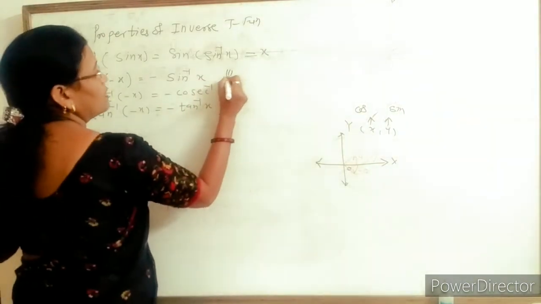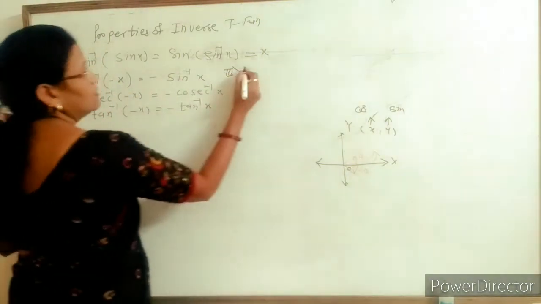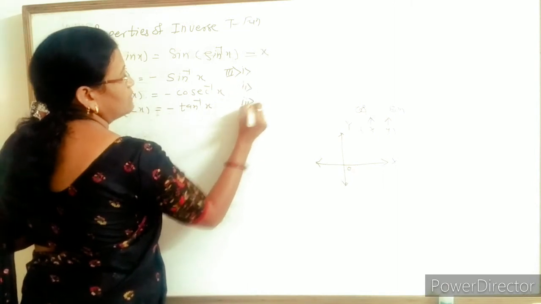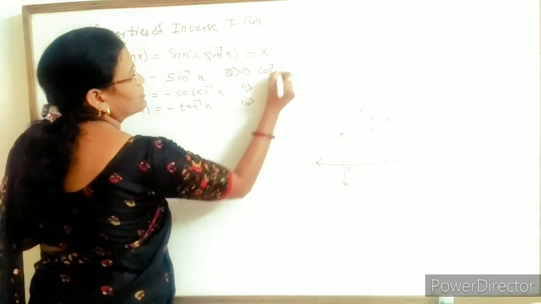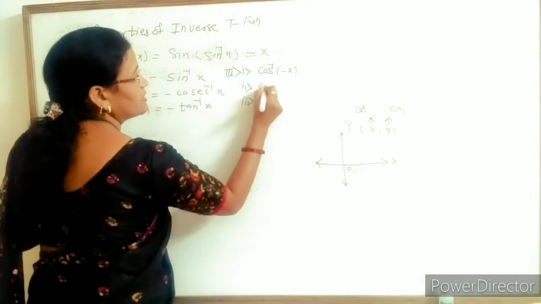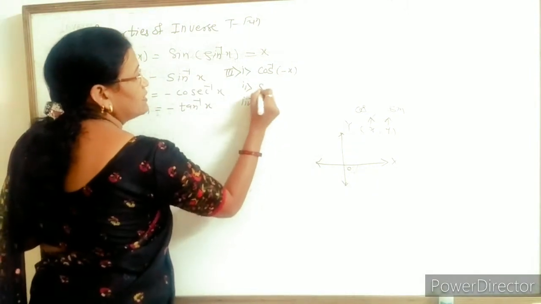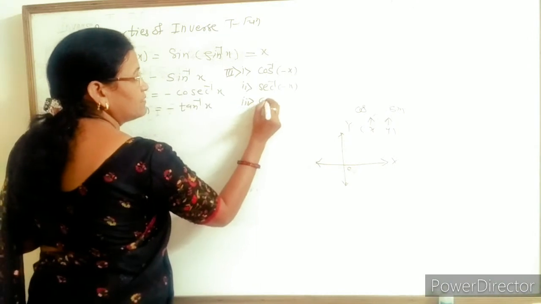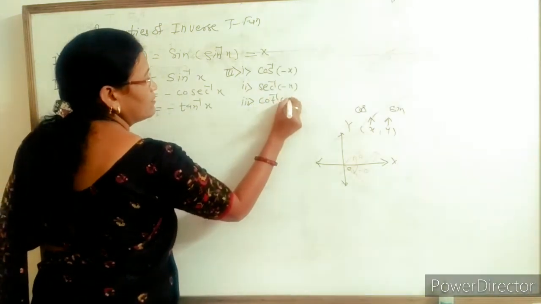Here, the third property gives values of the function, that means first, second and third. For the remaining inverse trigonometric functions, we take cos inverse of minus x. After this we take sec inverse of minus x. After this we take cot inverse of minus x.